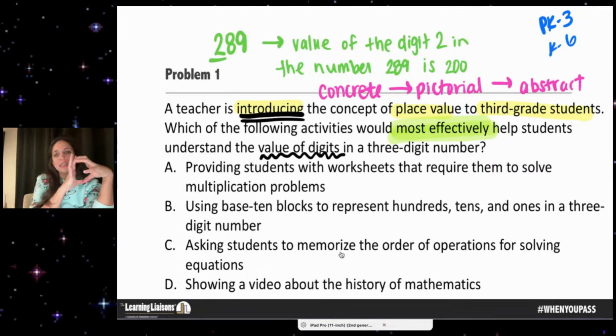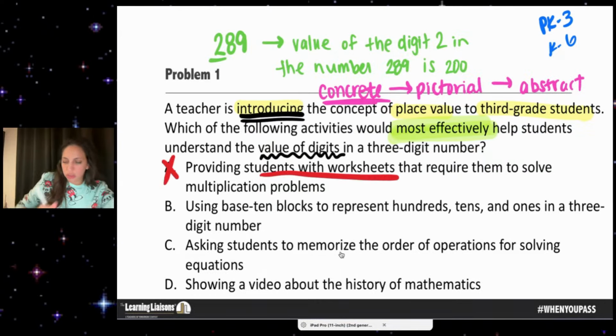They absorb content concretely. Then we move on to the pictorial representation and then the abstract representation. And so when we're looking at the value of digits and we are introducing them, we want to provide them with a concrete model to do so. So providing students with worksheets already tells me that is absolutely not the correct answer, because that doesn't offer them the opportunity to practice concretely, introduce concretely.